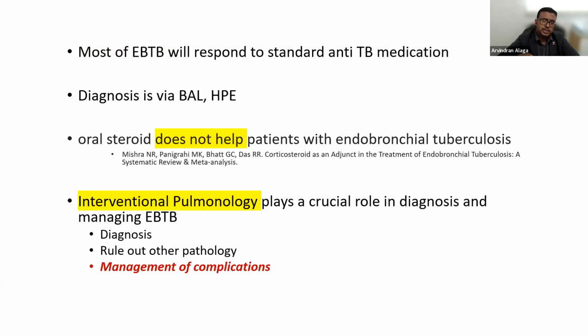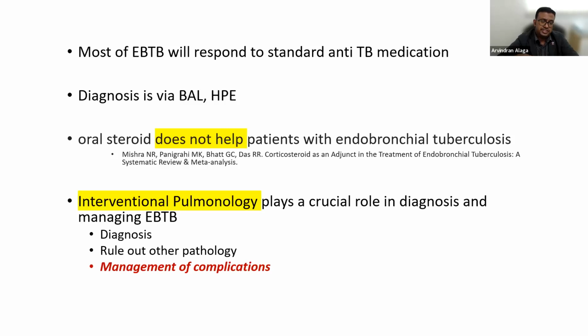And most endobronchial tuberculosis, if you notice, will respond to standard anti-tuberculosis medication. The usual diagnosis is via bronchial lavage, washing, or HPE per se. The use of oral steroids is controversial again, but this systematic review and meta-analysis shows that it does not help patients with endobronchial tuberculosis. But again, it depends on the center's practice and individual physician choice. I'm sure quite a number of us do give oral steroids for endobronchial tuberculosis, but in Alor, we don't really practice oral steroids.